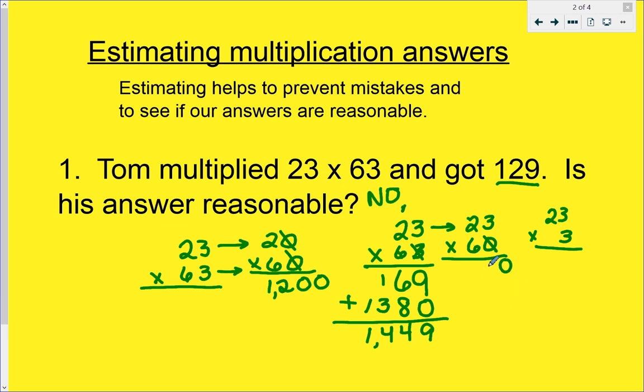Then we do 6 times 3 is 18, carry my 1. 6 times 2 is 12, plus 1 more is 13. 3 times 3 is 9, 2 times 3 is 6. Add those together, and we get 1,449. Okay? So when we multiplied and we estimated to find our answer, we realized that that 129 is not anywhere close to what our answer should be. So if you're doing this problem and you get something like that, go back and check your work. See what your answer could be or should be.